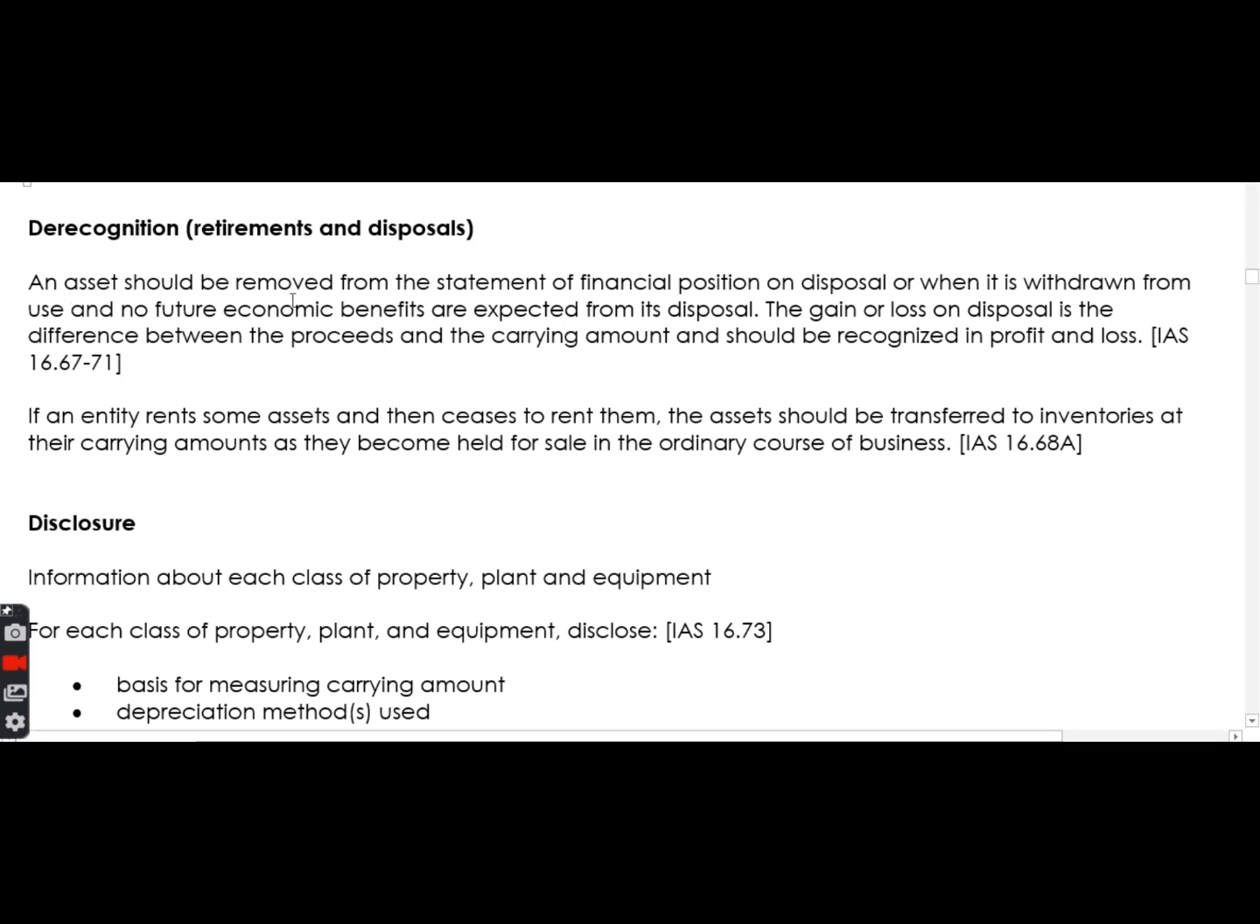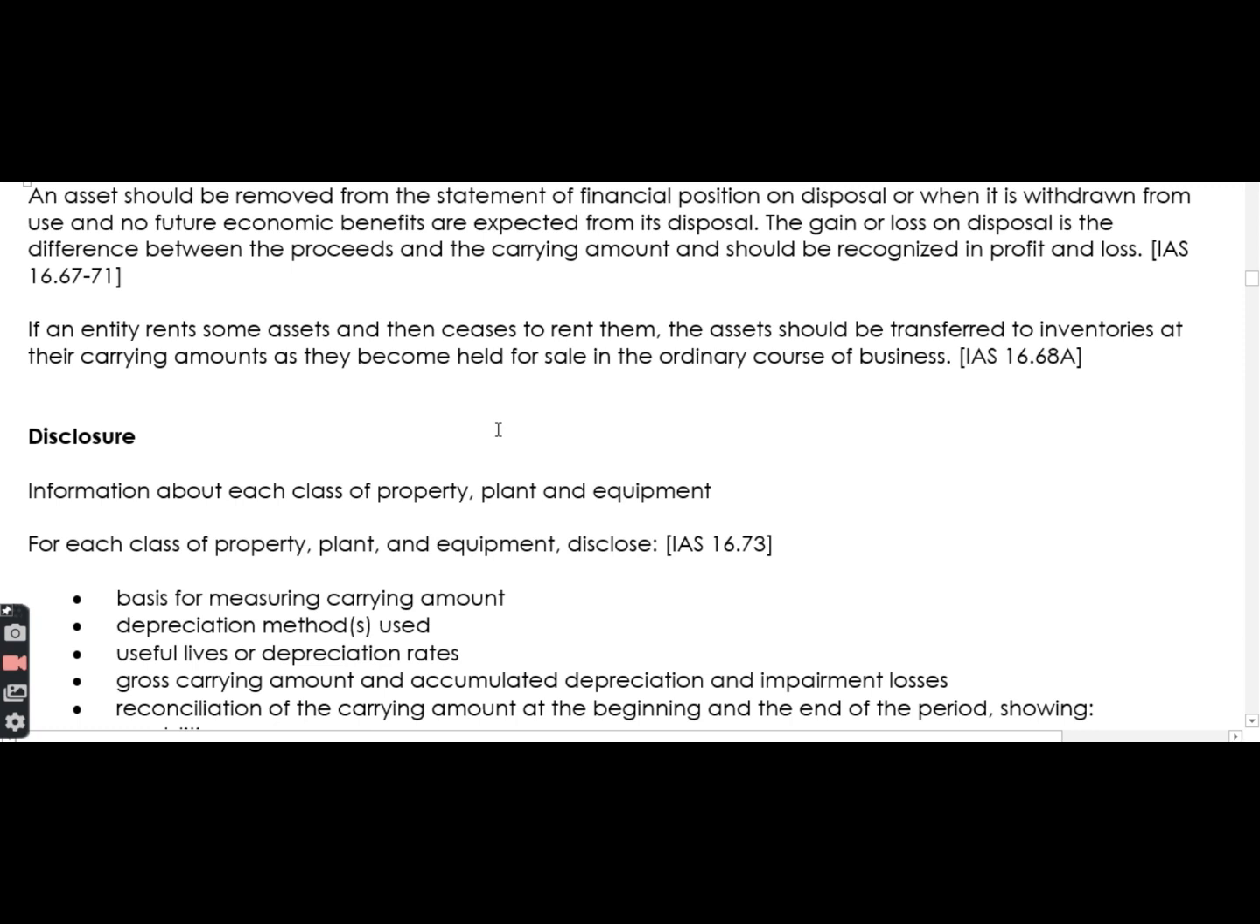So anyway, any difference in case of the derecognition, any difference between the carrying amount and any subsequent proceeds or whatever is the result of the derecognition will be recognized in profit or loss. So that's basically the concept there. So this is just an example provided.